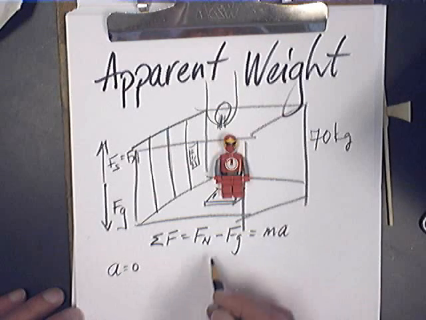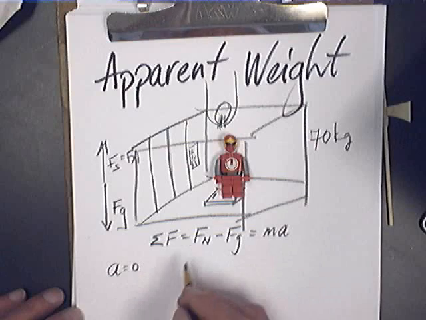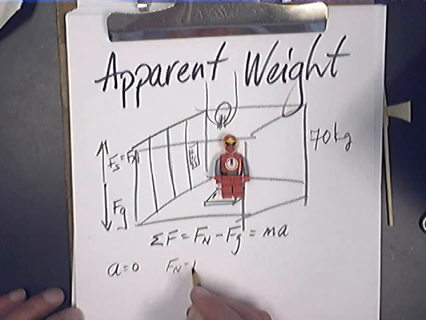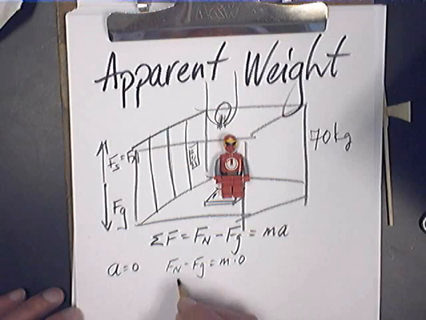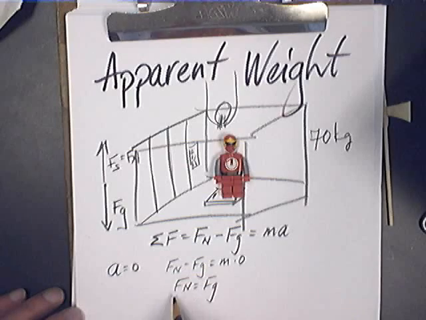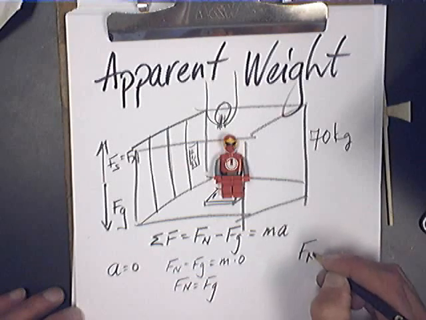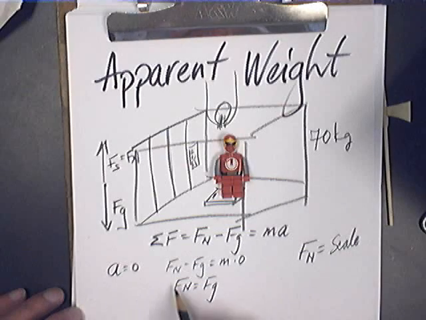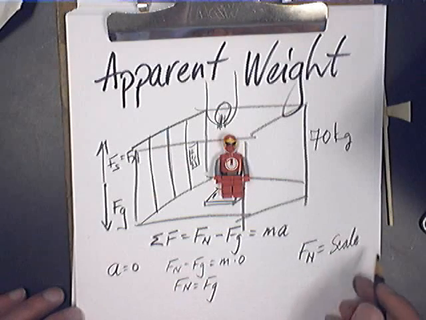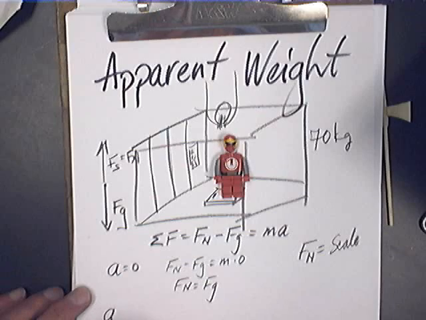What does my scale read? Well, the sum of my forces, with a equals 0, so the normal force minus the force of gravity equals m times 0. So the normal force has to equal the force of gravity, which is nice because that is the scale reading. Oh, look, it reads my weight.